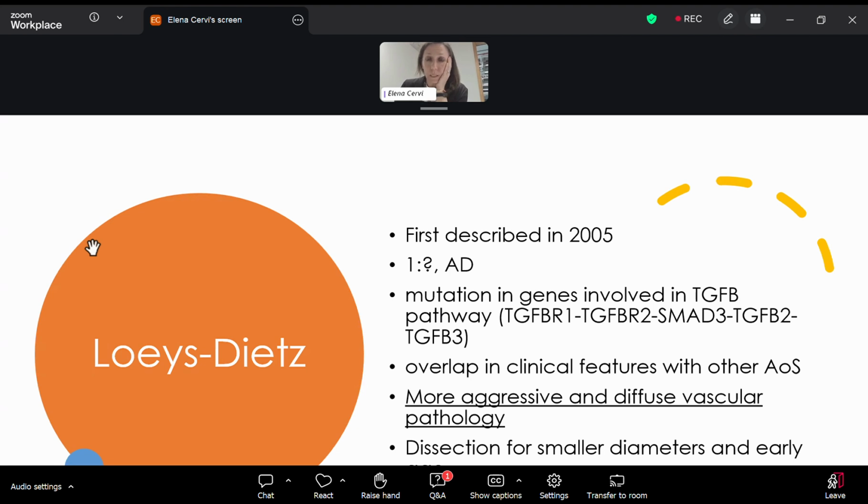Generally speaking, it is a more aggressive presentation as compared to Marfan, with more diffuse vascular pathology that is not just limited to the aorta but can involve the middle-sized arteries. The dissections tend to happen at smaller diameters and at an early age, especially for the TGF-beta receptor 1 and receptor 2 mutations. The surgical thresholds now reflect that, in terms of the concerns about potential acute events at an early age.